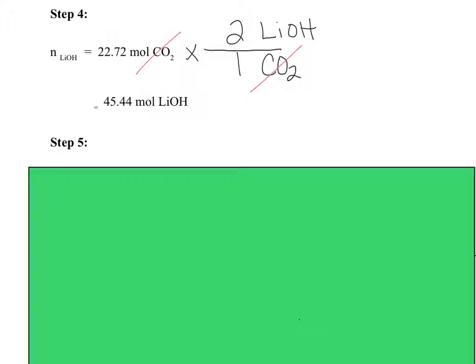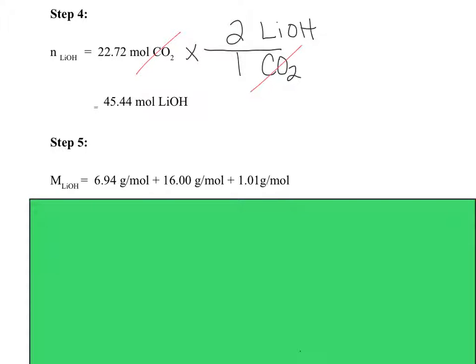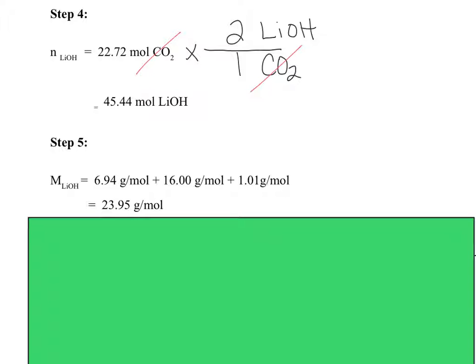Step 5, we have to convert that moles into mass. So we've converted from mass to moles, converted our moles, now we're going to convert to mass. So we need the molar mass of lithium hydroxide, so 23.94 grams per mole.